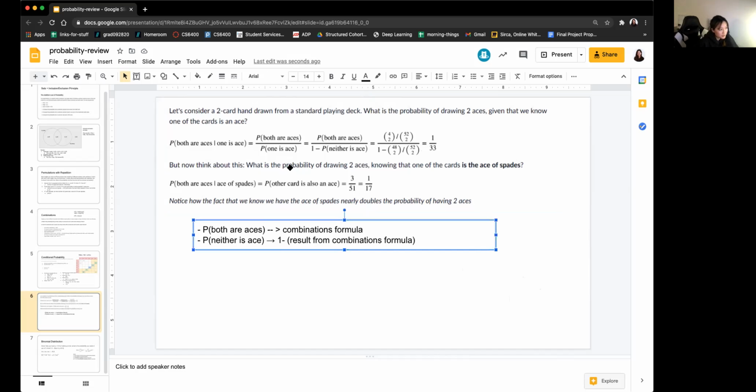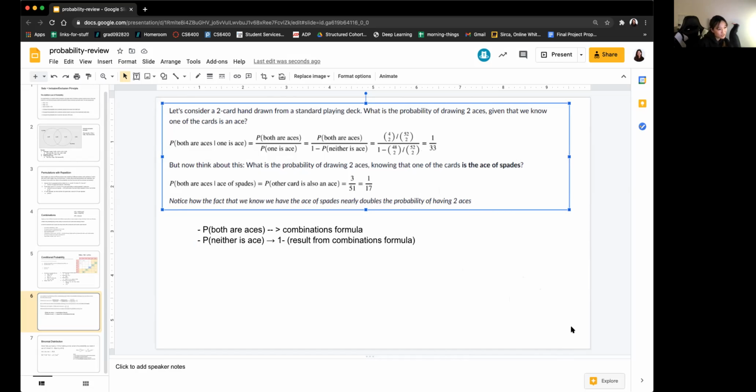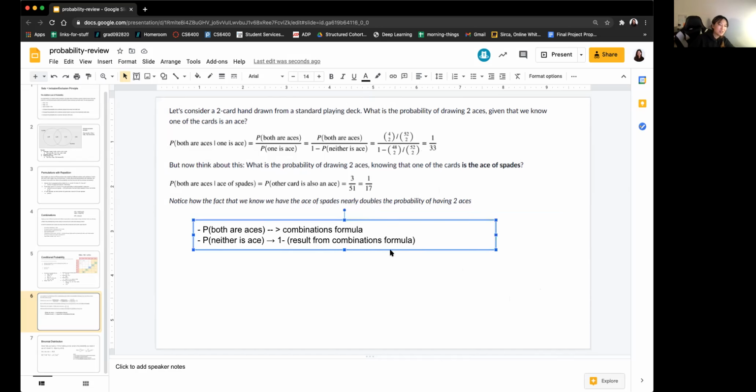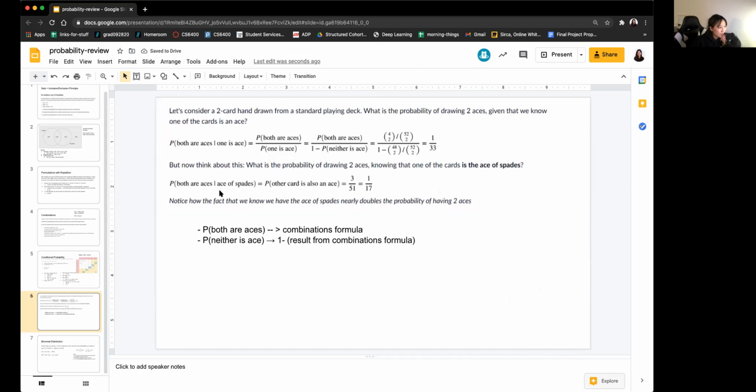The other question here is, what's the probability of drawing 2 aces knowing that one of the cards is the ace of spades? This one's a little bit simpler, maybe harder to think about for some people as well. If you know that one of the cards is the ace of spades, basically you have that card set. Therefore, the probability of both cards being aces is the same as drawing another ace out of the remaining cards in the deck, which is how you end up at 3 out of 51. But I think most people got tripped up here rather than here.